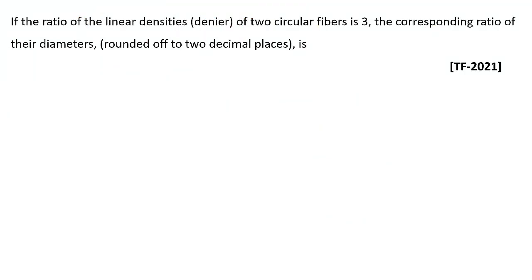It is also a 1 mark YM question, a yarn manufacturing question. It says that if the ratio of the linear densities in denier of two circular fibers is 3, then the corresponding ratio of their diameters, rounded off to 2 decimal places, is. So you must remember the relation between the denier and the diameter. Denier is a direct form of count, like tex. Denier is gram per 9000 meter, whereas tex is gram per 1000 meters. Denier is pi d square by 4 into L into rho, so denier is directly proportional to diameter square.